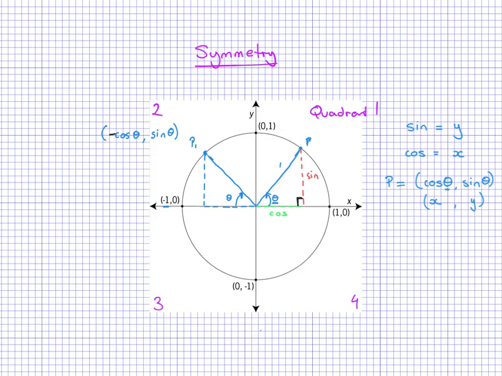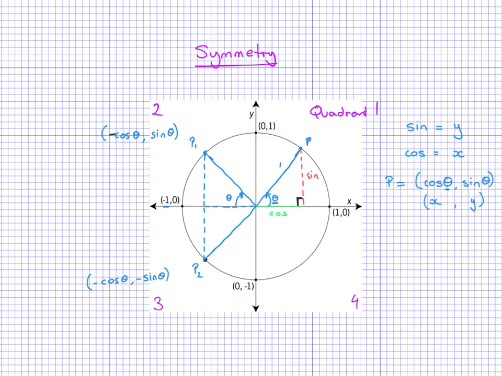Now, moving down into quadrant 3, if I put a point down here, it might look like this. There's point P2. You might notice there that the y value is now also negative. So the point's location is going to be a negative cos value and a negative sine value, because the point is below the x-axis and to the left of the y-axis.